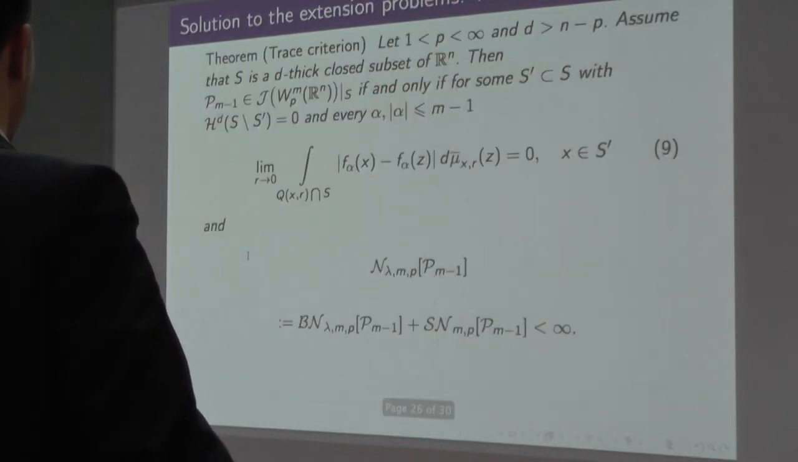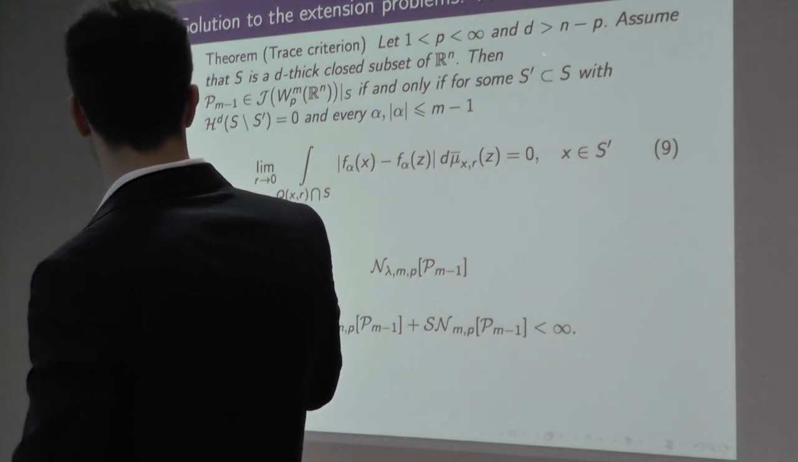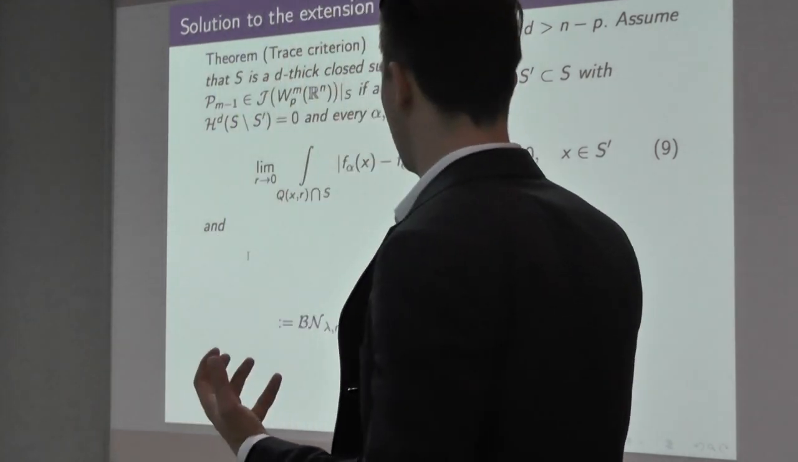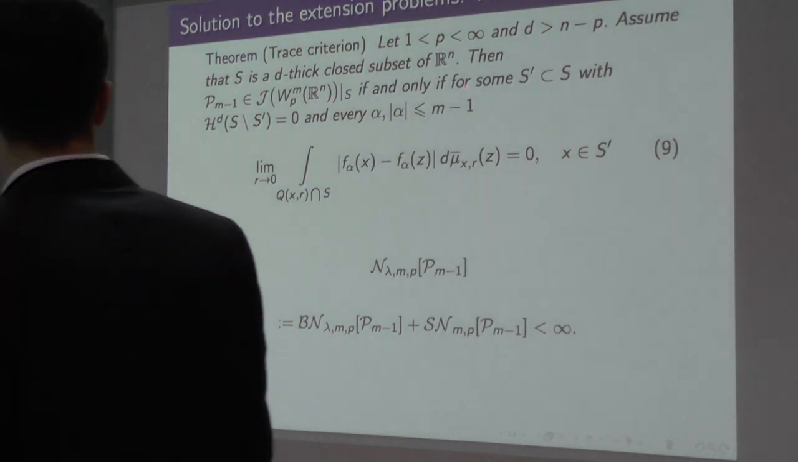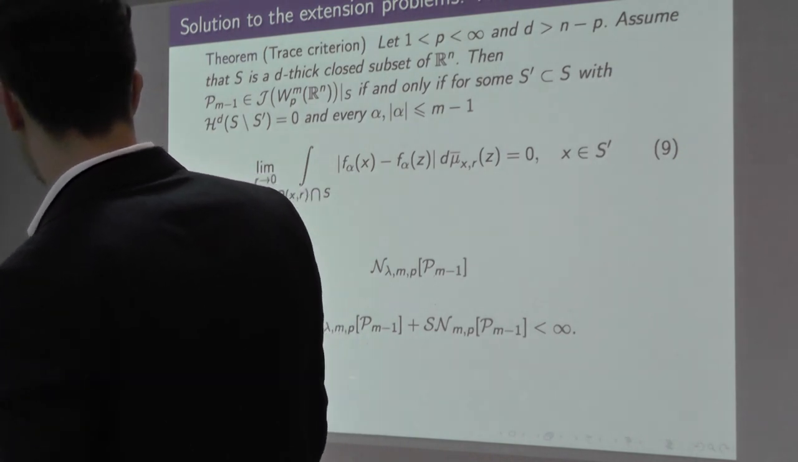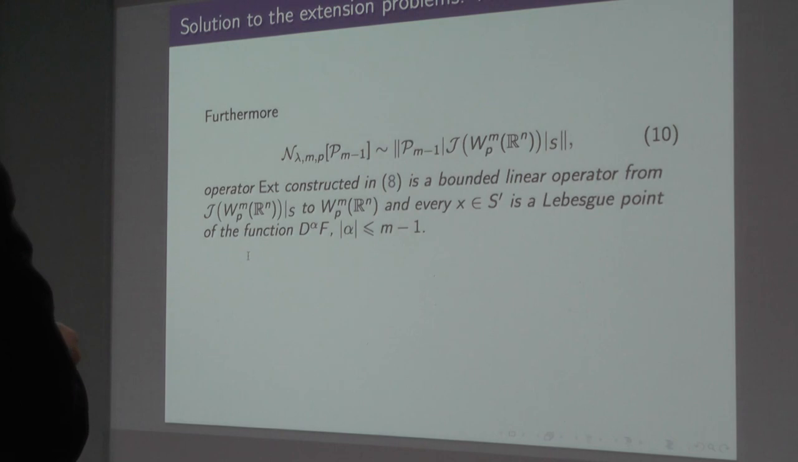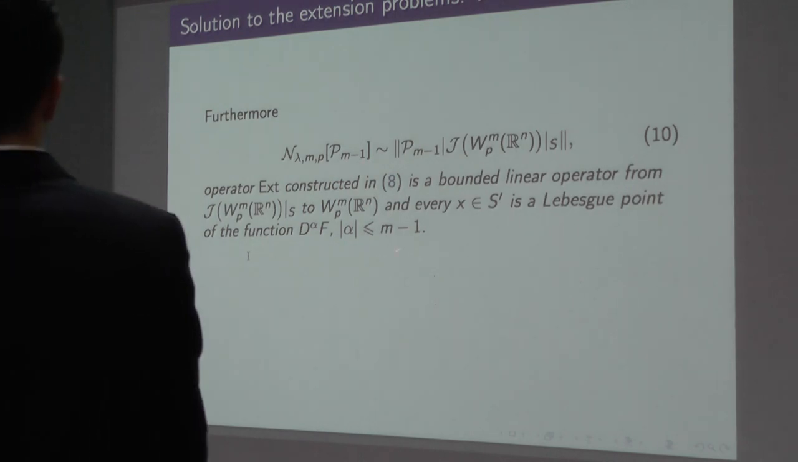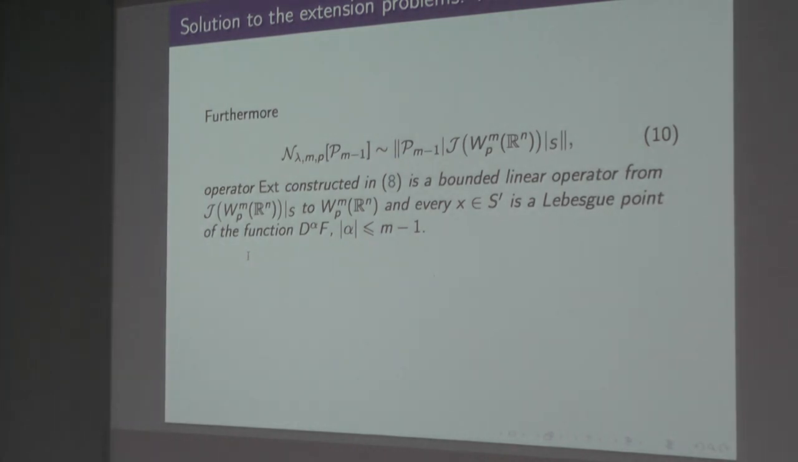And now our main result can be formulated in the following way. Let p be between 1 and infinity, d bigger than n minus p, and S is a d-regular closed subset of R^n. Then a given Whitney m minus 1 field belongs to the trace space if and only if for some S prime we have the following equality, and this functional is finite, and in this case our trace norm is comparable with this functional. Operator X is a bounded linear extension operator from the trace space to W^m_p, and every point x from S prime is a Lebesgue point of all derivatives of our extension when alpha is less or equal to m minus 1.